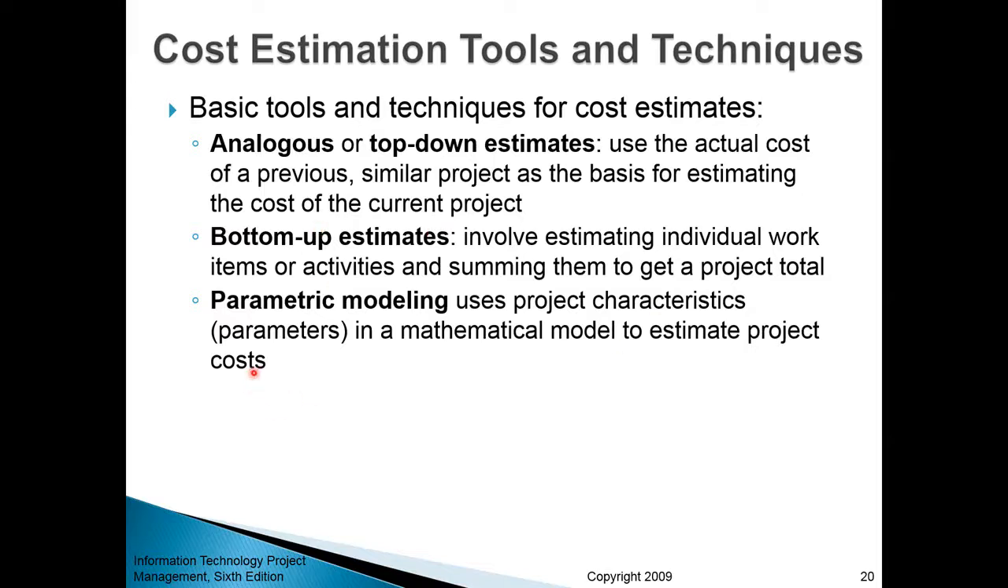And then you have parametric modeling. It uses project characteristics parameters in a mathematical model to estimate project cost. So the way it works, usually you have some sort of mathematical model based on formulas, let's say implemented using Excel, and then you plug in different parameters.